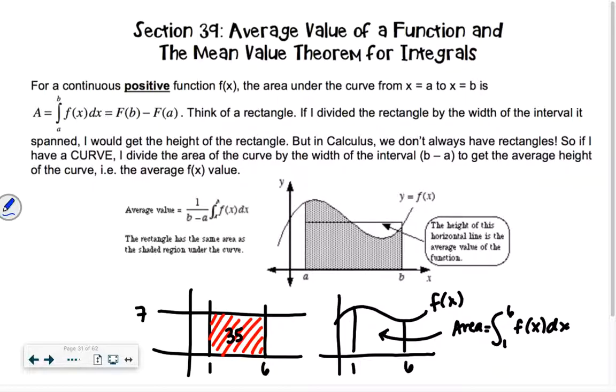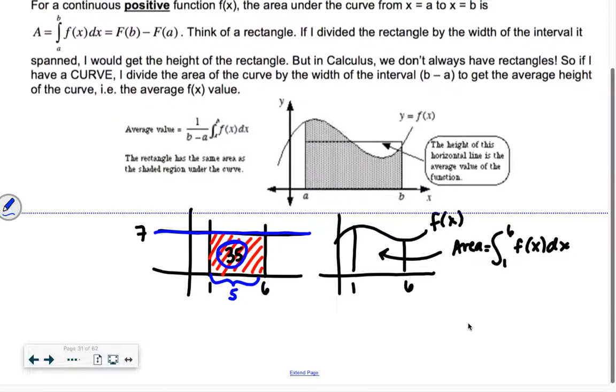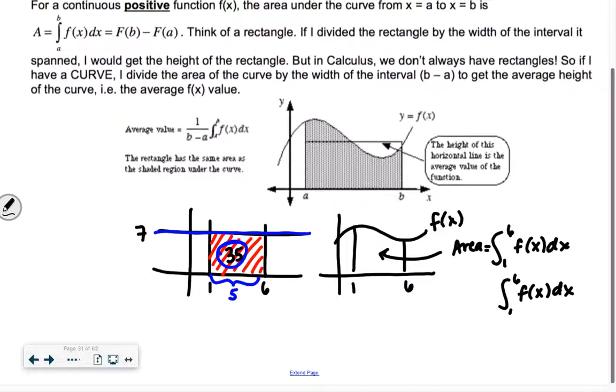of 7? Guys, think about it. So if I have an area of 35, what did I divide by to get a height of 7, an average of 7? I divided by what number? 5, right? So where's 5 represented? It's the difference between 6 minus 1, right? So if I'm trying to get the average height, the average value of a function, what I do is I take the area, so in this case it would have been the integral from 1 to 6 of f of x dx, and I divide that by the length of the interval. So I divide it by the distance from 1 to 6, so we write it as 1 over 6 minus 1 out front. That would be the average value for our f of x. That would give us our average height.